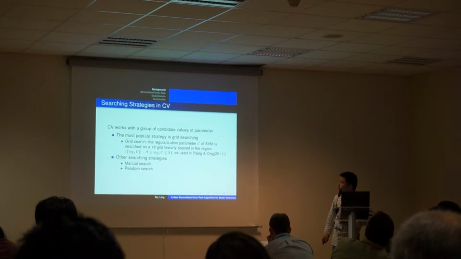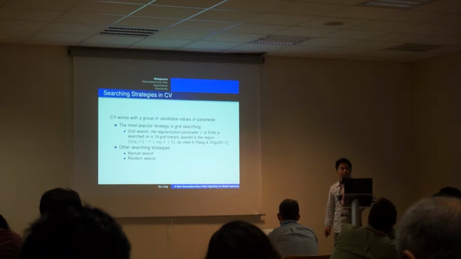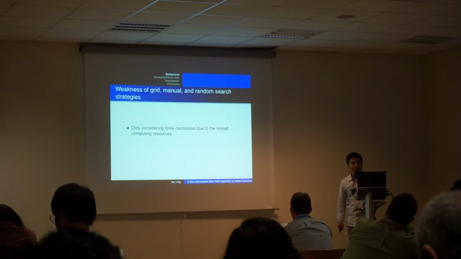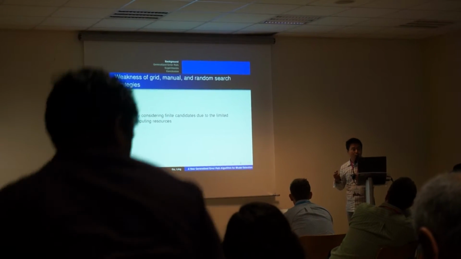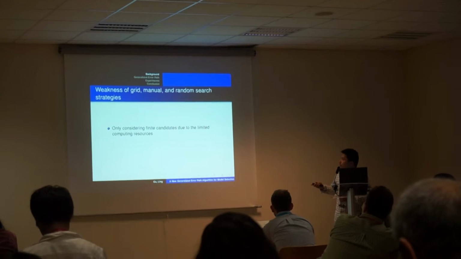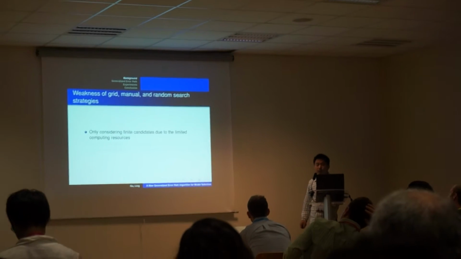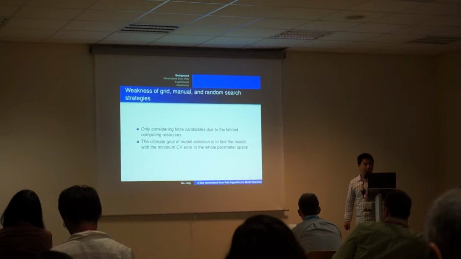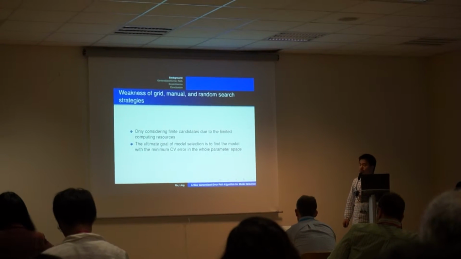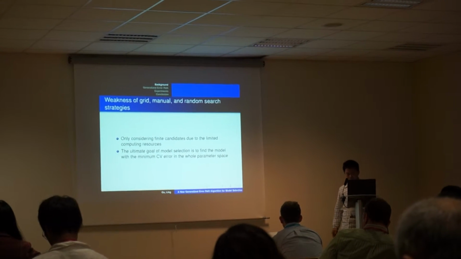And there are also other searching strategies like manual search and random search. They are usually used in deep learning. No matter grid searching, manual searching or random searching, they have a common weakness. The weakness is that they only consider finite candidates due to limited computing resources. But as we all know, the ultimate goal of model selection is to find the model with the minimum cross-validation error in the whole region, in the whole parameter space.